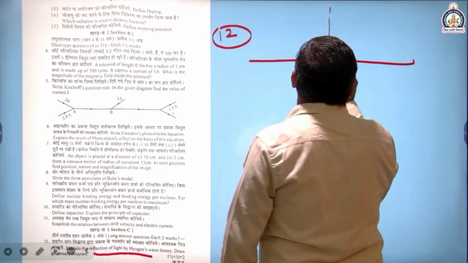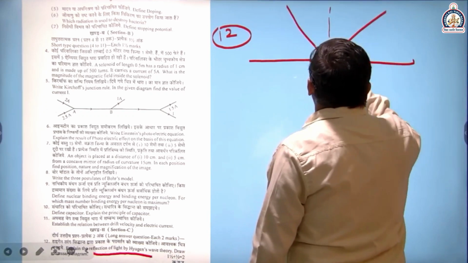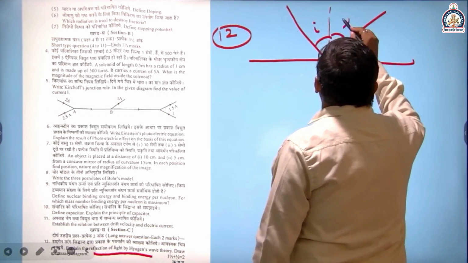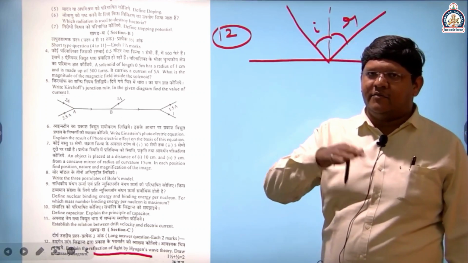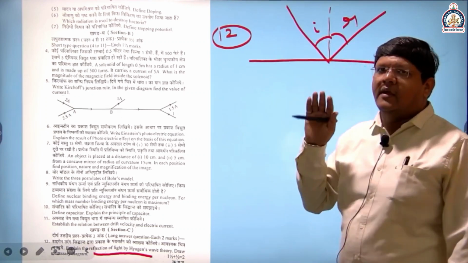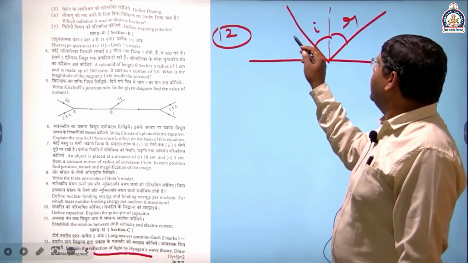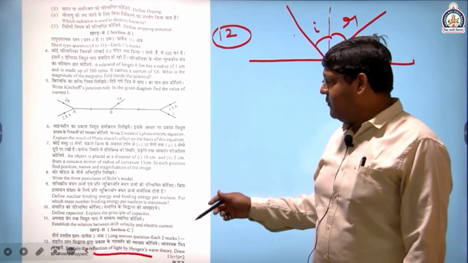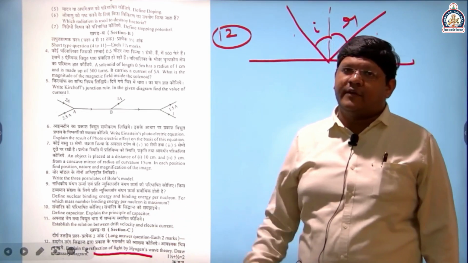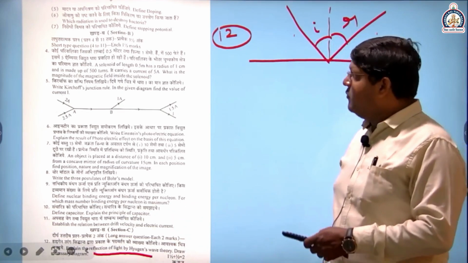Suppose this is a reflecting surface, this is the incident ray, this is the normal, this is i, this is r. The first law for reflection is that the angle of incidence must be equal to the angle of reflection. Another law says the incident ray, reflected ray and the normal must lie in the same plane. You have to prove this for the wavefront also. Okay, moving to the next part.